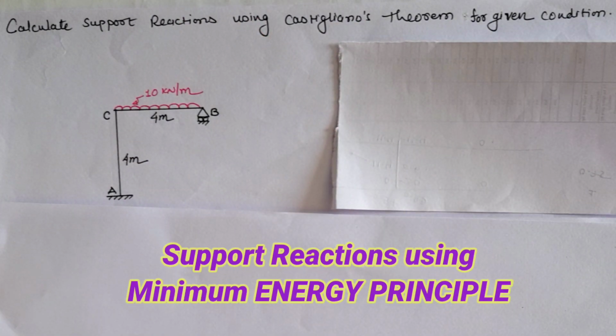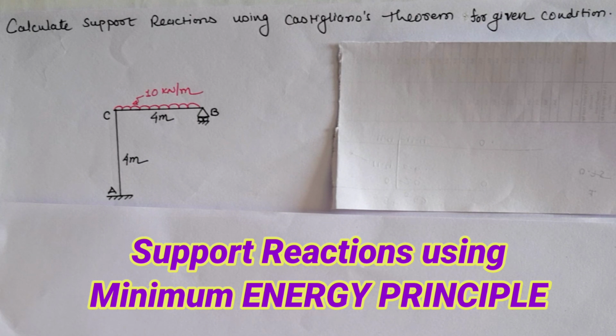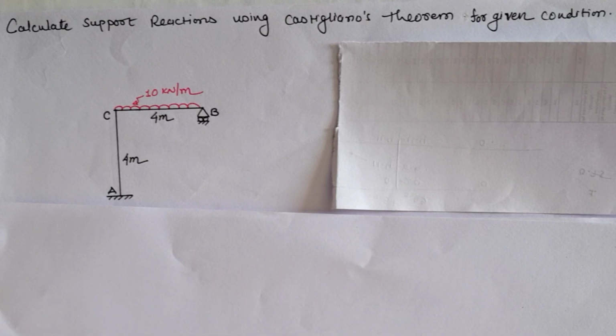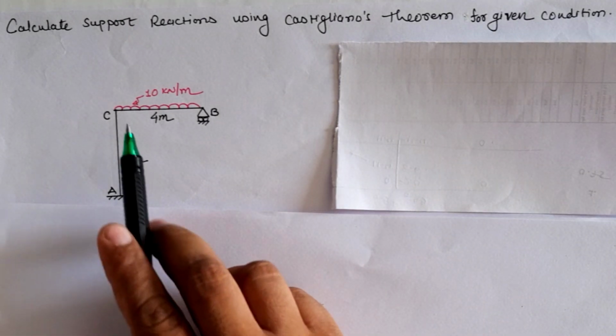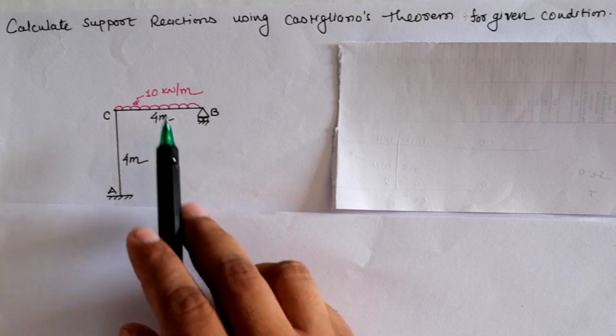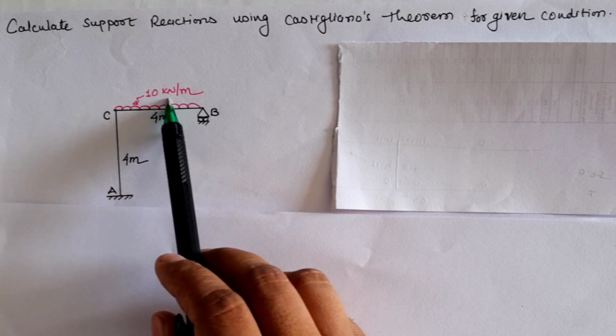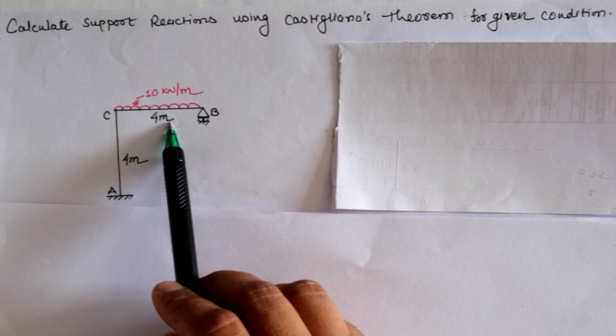Friends, today we are going to calculate the support reactions of a given portal frame, which is an indeterminate structure, using Castigliano's theorem. Observing this figure, we have AC column and CB beam, where the CB beam is loaded with a 10 kN per meter UDL over a 4 meter span.